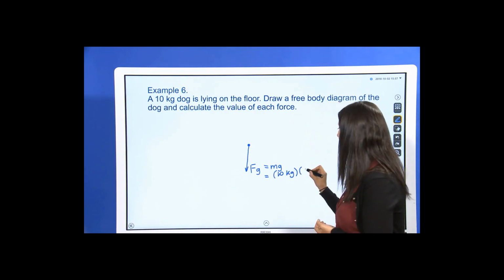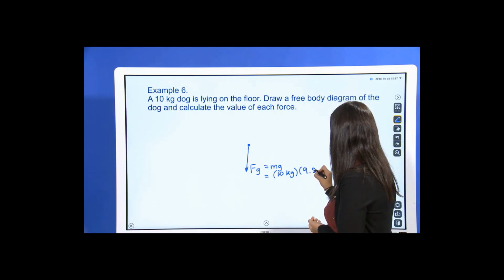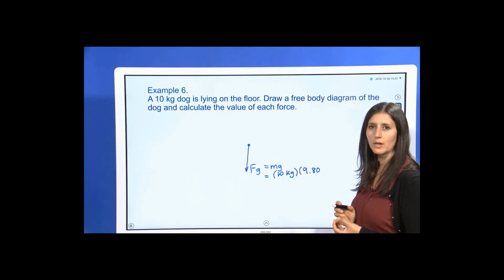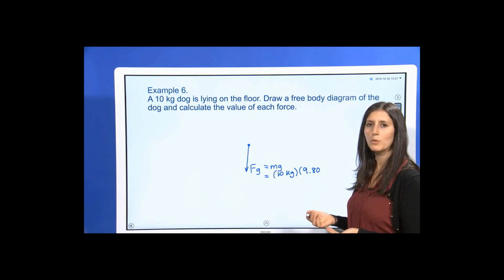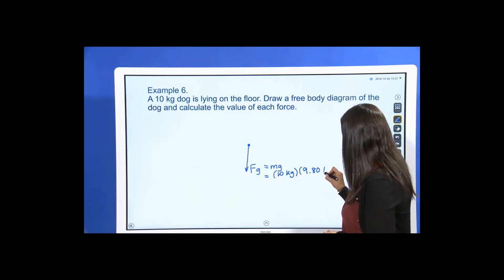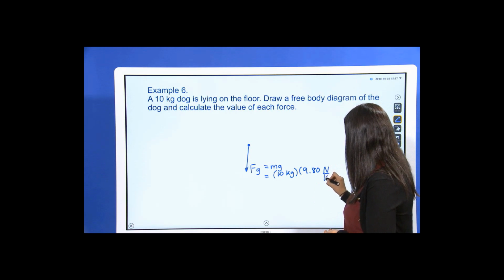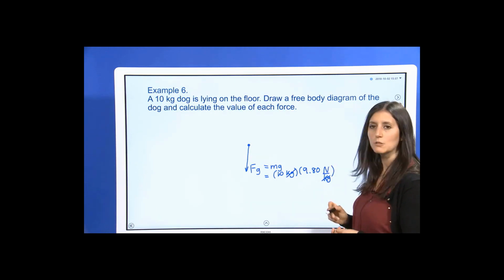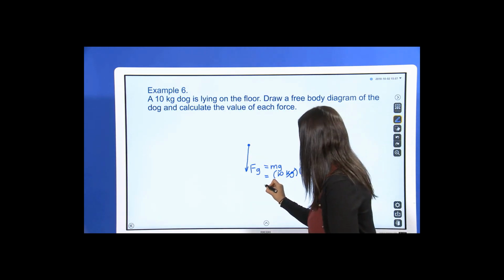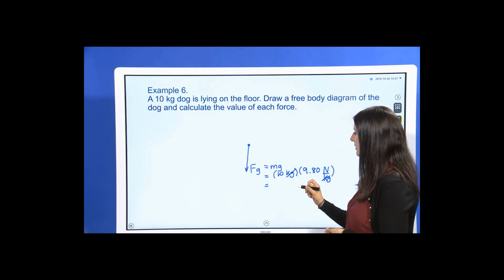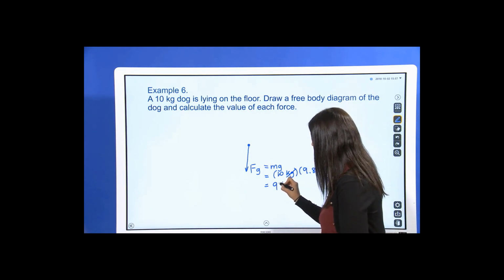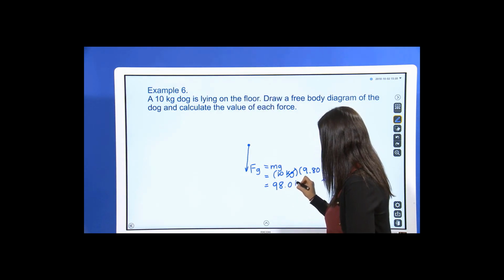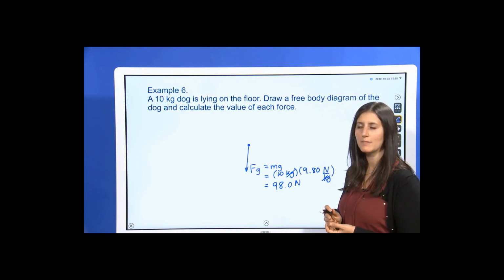And g is 9.80. The units for g can either be meters per second squared or newtons per kilogram. They're both equivalent units. I'm going to write it as newtons per kilogram, because that way you can see that the kilograms cancel out and you're left with the units for force, which is newtons. So when I multiply 10 times 9.80, I get 98.0 newtons. Okay, so that's my force of gravity.